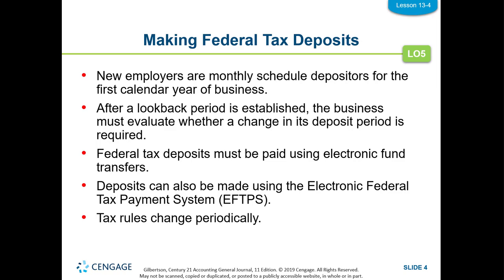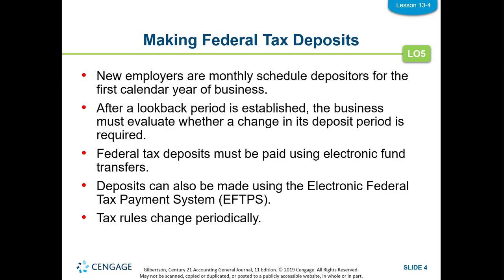3 Green is classified as a monthly depositor, so every month the payroll taxes must be paid by the 15th day of the following month. The payment includes all federal, Social Security, and Medicare taxes that 3 Green withheld from employee salaries. 3 Green must also pay the employer's share of the Social Security and Medicare taxes. Remember, employee payroll taxes are paid by employees through payroll withholdings. Employers must pay their own payroll taxes.